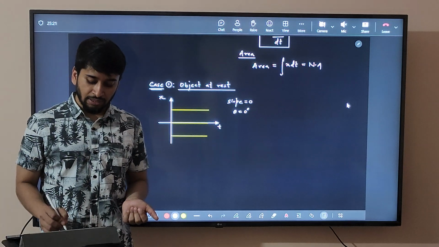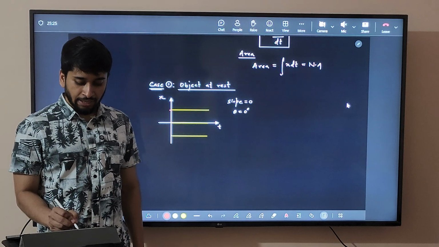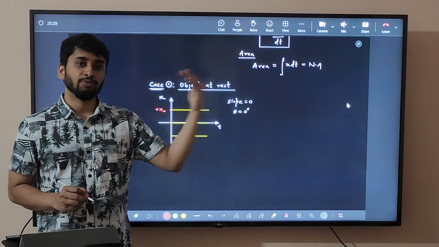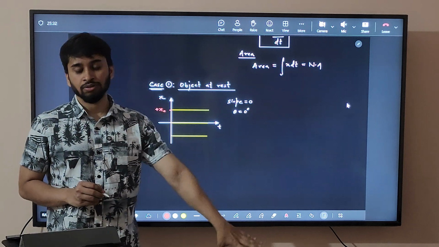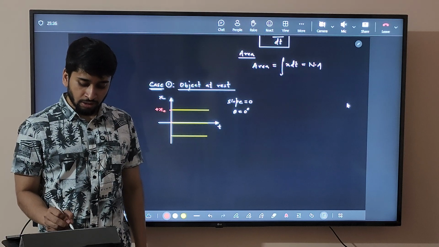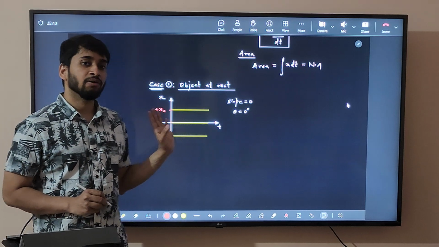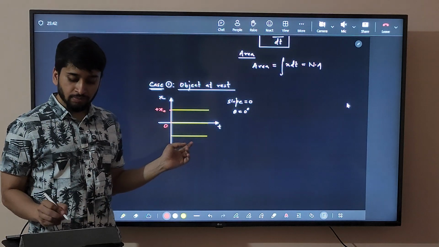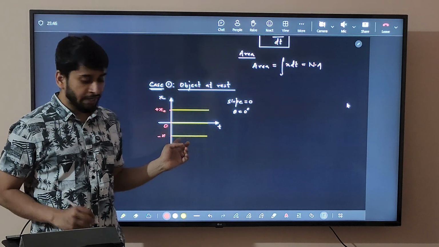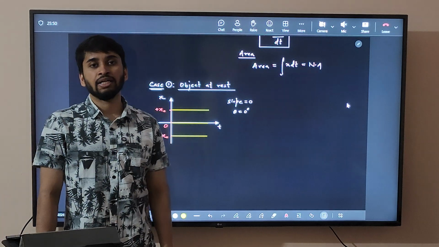Now what is the difference between these three graphs? In the first one, the body is at rest at a certain positive x naught, at a certain distance from the origin, on the right side of the origin. In the second graph, the object is at rest at the origin itself. In this one, what is happening? The object is at rest at a certain negative position. At some negative x coordinate, the particle is at rest.